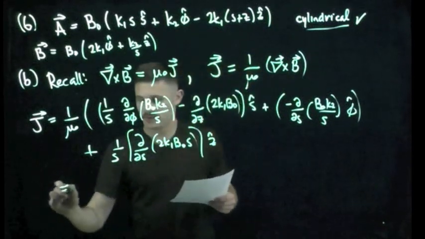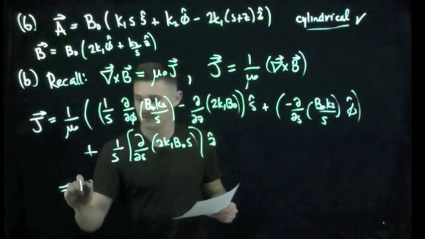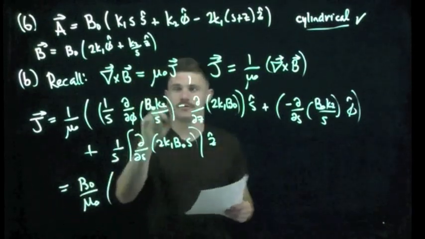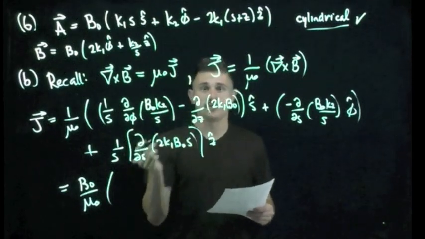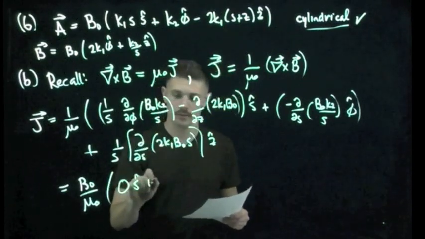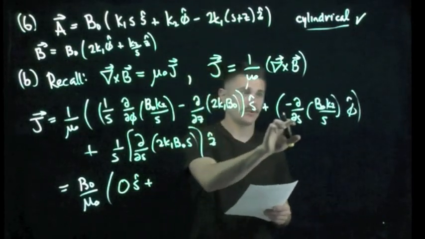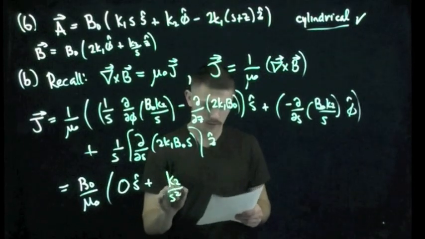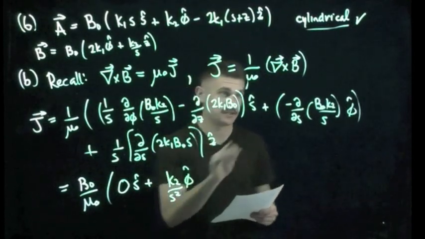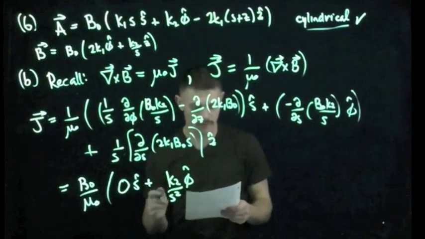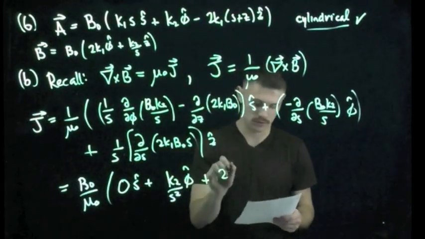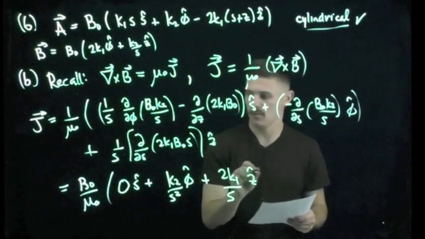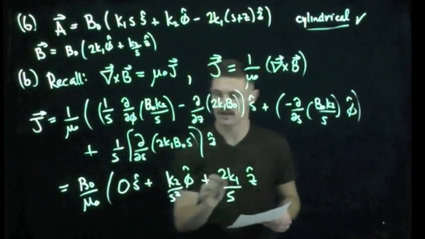So doing these derivatives and working through, we have a B naught in all the terms, so we can factor that out. We get B naught over mu naught, and we have, again, the derivative with respect to phi. Derivative with respect to z of two constants is just 0, so we have no S hat component, plus to take the derivative with respect to S in this term here, which gives us a K2 over S squared phi hat, because the negative will cancel with the negative we obtained from the derivative. And then finally we have plus 2K1 over S of our z hat term, because we take the derivative with respect to S, and then we have a 1 over S factor.